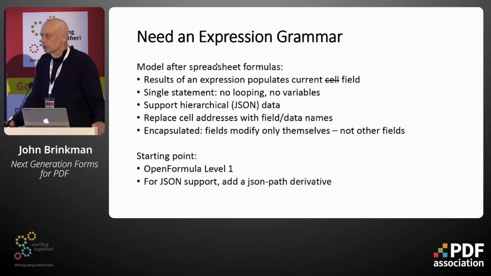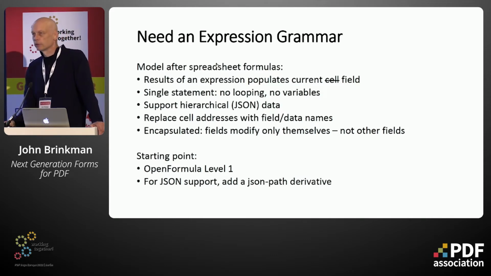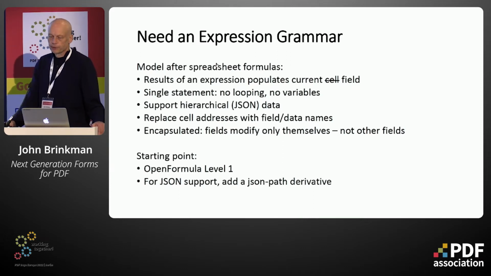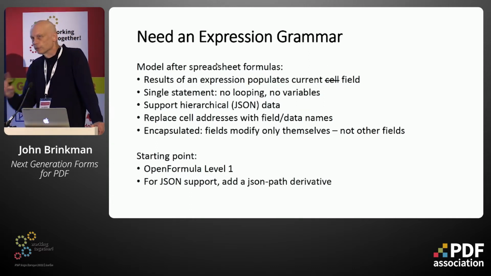So we want to replace JavaScript with an expression grammar of some sort, and our starting point is to model it after what we do in spreadsheets. The idea is that a spreadsheet author, somebody who can come up with formulas in Excel, ought to be able to code logic in their forms. So we want expressions that return values that populate the current field. We don't want looping or variables, but we do need to sort of replace cell addresses, tabular row data with references into the JSON data.